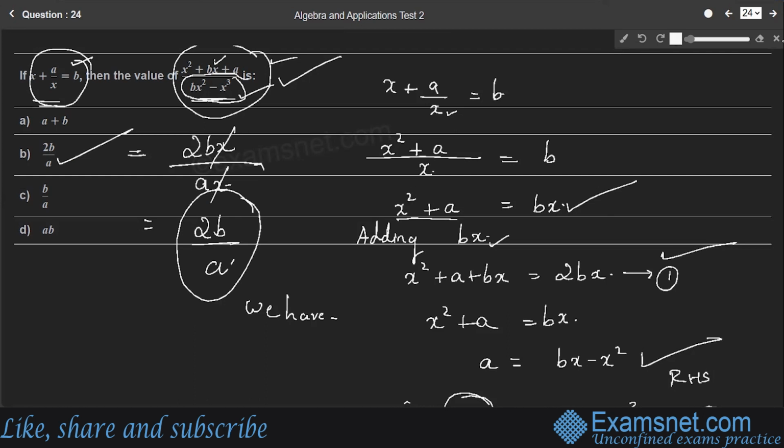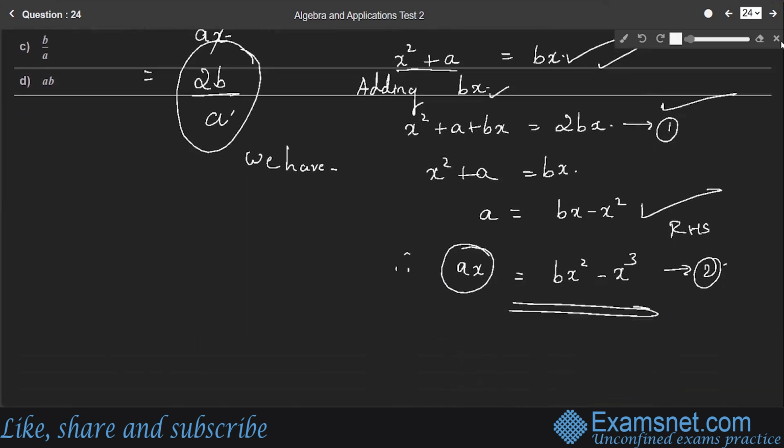Students, for both the numerator and denominator, we have just rearranged the given equation, which is x plus a by x is equal to b, right? So that x square plus a is bx. Therefore, we have got the value of a as bx minus x square. So ax is equal to bx square minus x cube, right?